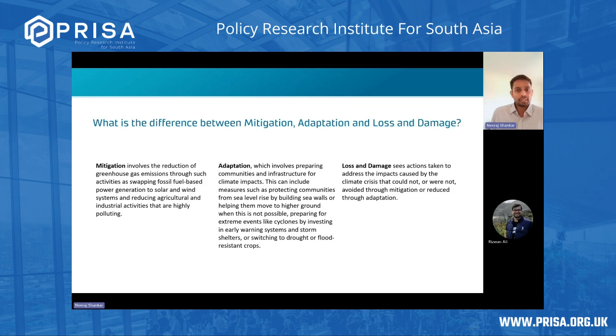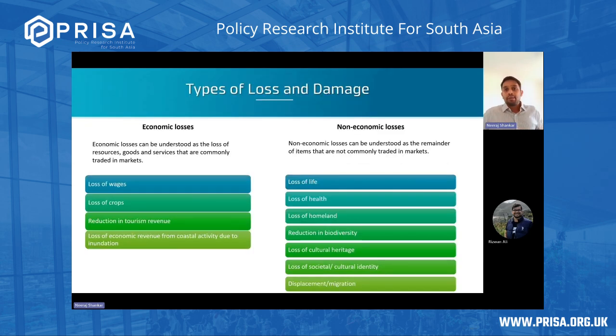And the last pillar of climate action, which is loss and damage, is seen as actions taken to address the impacts caused by the climate crisis that could not be avoided through mitigation or reduced through adaptation. So this is the difference. Mitigation is reducing the greenhouse gas emissions. Adaptation is preparing the community to face the extreme weather event or even a slow onset event. Loss and damage is actions that are taken to address the impacts which cannot be avoided or reduced through adaptation.